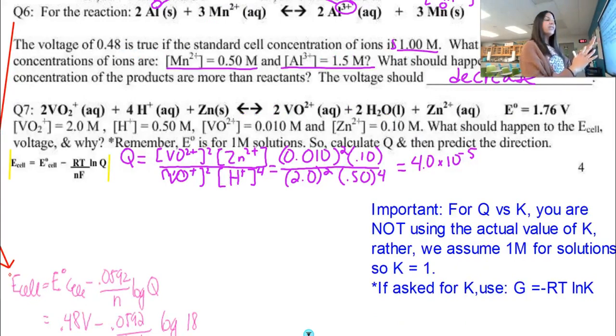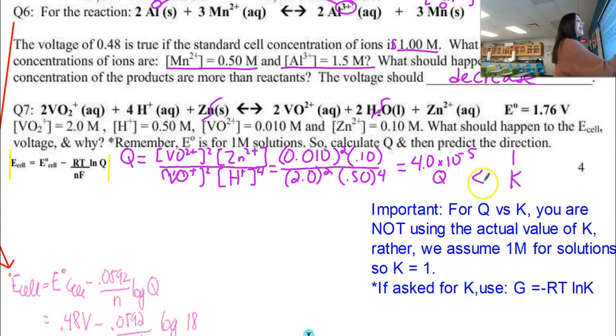Okay, so I've calculated Q, which hopefully you were able to use the numbers here to figure this out. The only ones, don't forget, that you're not including are the liquid and the solid in your expression, so hopefully you did that correctly. And so when we calculate it, we get 4 times 10 to the negative 5. Remember, this is our Q, and we have to compare Q to K, and we're actually calling K 1.